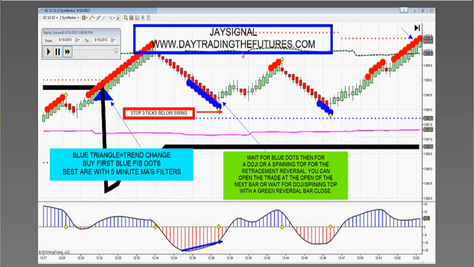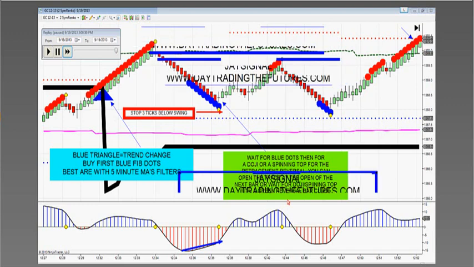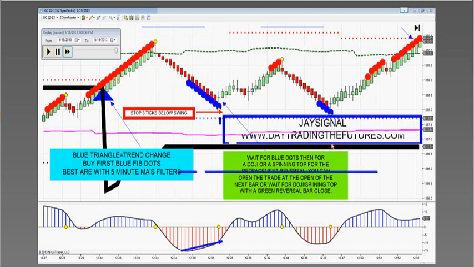We have two moving averages that we use. For the JaySignal, I have a 5-minute trend filter that's automatically built in. You don't have to have it on. You can put it to false if you don't want it on. But as you can tell on gold today, the 50-day moving average is the magenta, and the dash line is a 20-day moving average. If the 20 is above the 50, very simple, we're in an uptrend.